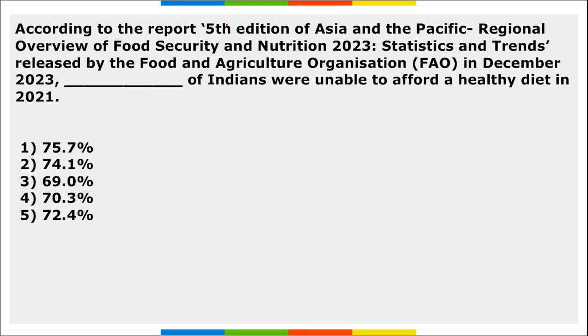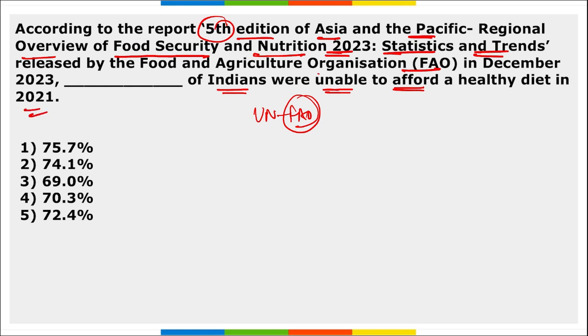Next, according to the report, that is the 5th edition of the Asia and the Pacific Regional Overview of Food Security and Nutrition 2023: Statistics and Trends, released by the United Nations arm FAO, Food and Agriculture Organization, in December, it stated that dash percent of Indians were unable to afford a healthy diet in 2021. So according to this report, almost 74.1% of Indians were unable to afford a healthy diet in 2021. In 2020, this figure was 76.2%.